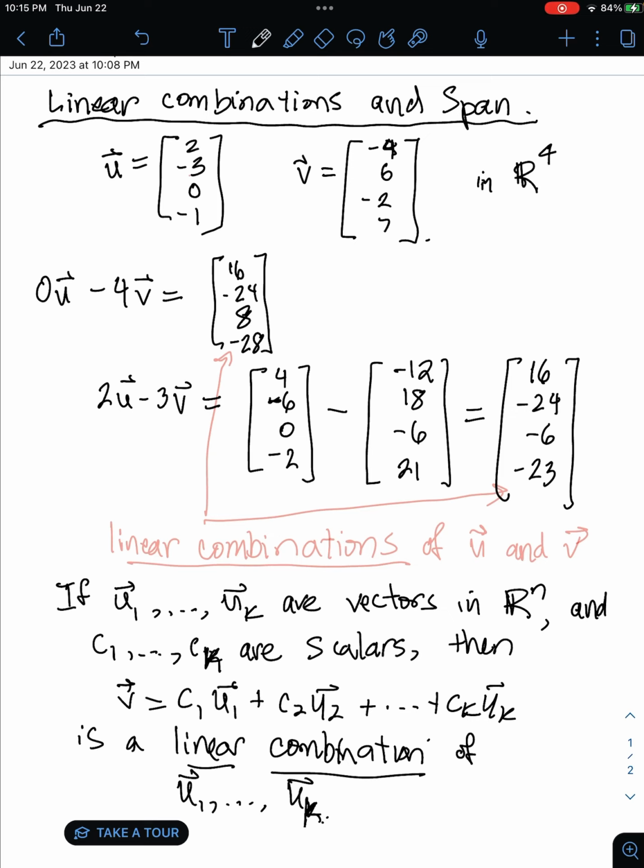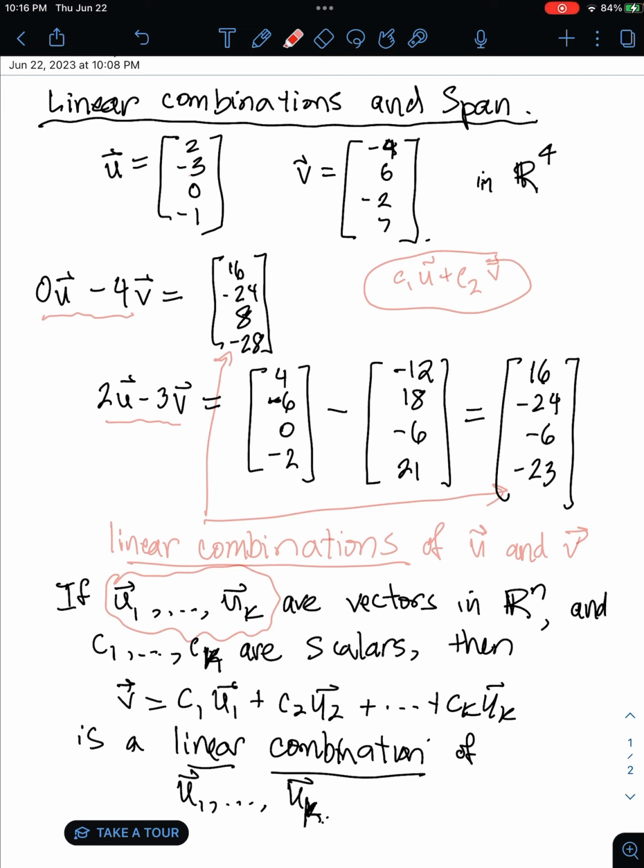So in other words, if you start off with these k vectors, u1 through uk, then a linear combination is just any vector you get by scaling these vectors and then adding up those scaled vectors. So for instance, this vector 0u minus 4v is a linear combination of u and v. 2u minus 3v is a linear combination of u and v. Any constant c1 times u plus any other constant c2 times v, any vector that you can get like that is going to be a linear combination.